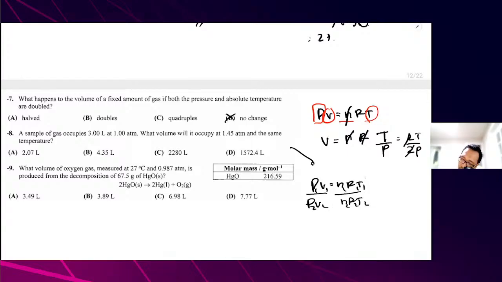So T is the same, right? R is the same. And then how about the n? n itself is the same, right? There is no change over here. So we end up getting P1V1 = P2V2.